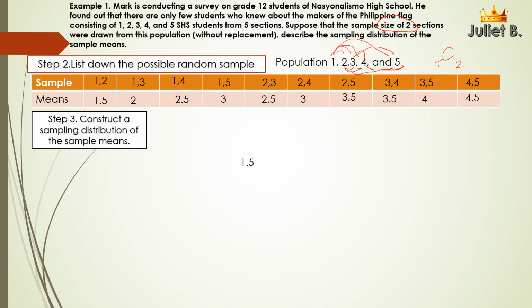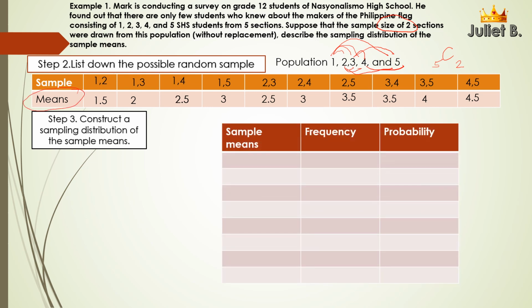Ang next step niyan ay gumawa na ng sampling distribution of the sample means. So, itong mga means natin ngayon ang ating magiging X. Gagawa ulit tayo ng table. Sample means, ito nga yung magiging X natin. So, from there, kung sila yung mga X natin, ilista na natin sila isa-isa from lowest to highest. So, 1.5, 2, 2.5, 3, 3.5, 4, at saka 4.5.